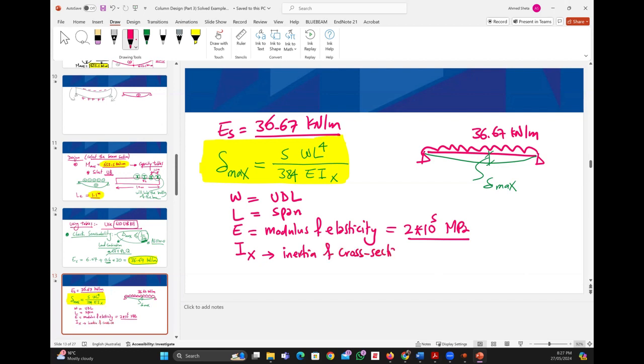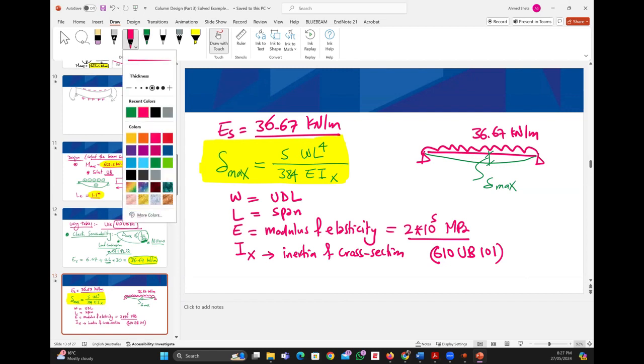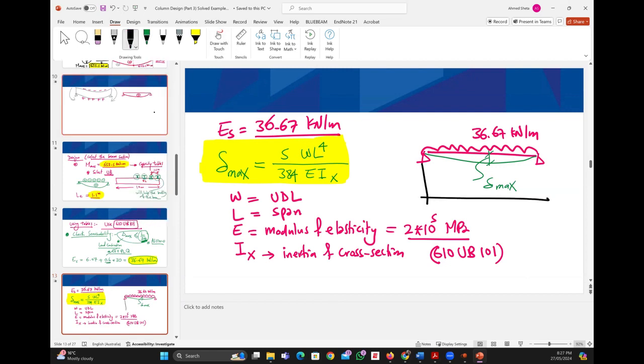What is the cross section we use now? 610 UB 101. Okay, do you have any problem with the elements? Just interpreting the elements, and now we will know how to calculate it. This is span L, and in this problem it is 10 meter.